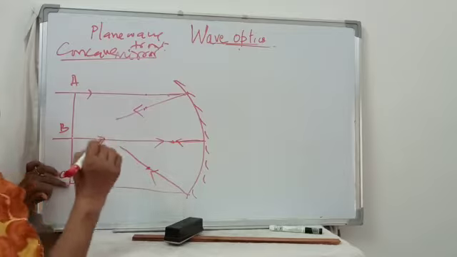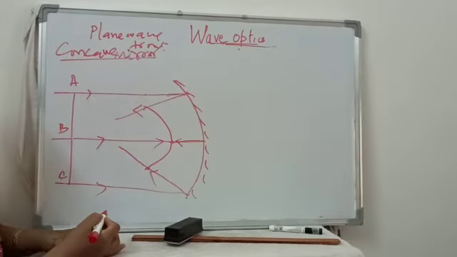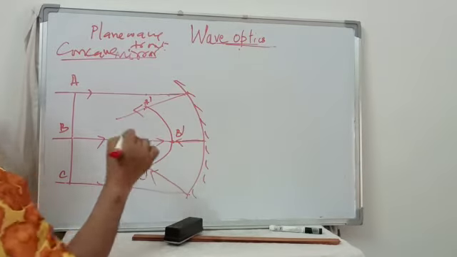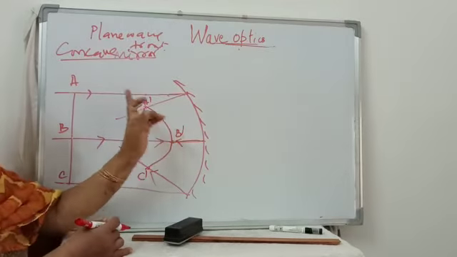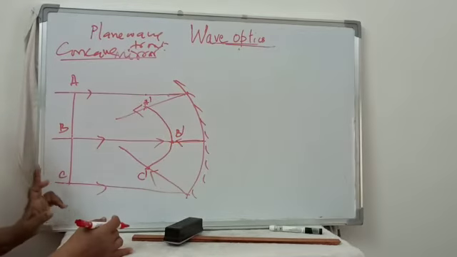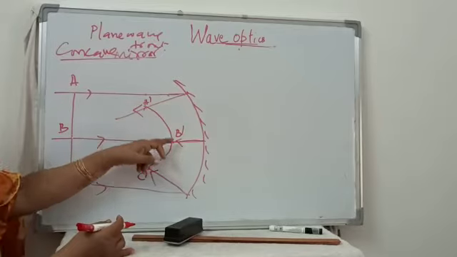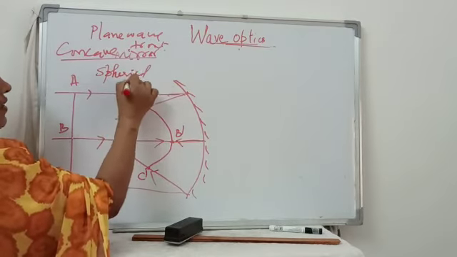Similarly, here also, the envelope of all these three points will be a spherical wavefront. Let me mark this as A dash, B dash, C dash. Once again, the time taken for A to reach A dash is the same as the time taken for B to reach B dash, which is the same as the time taken for C to reach C dash. The envelope of all these points is nothing but a spherical wavefront.